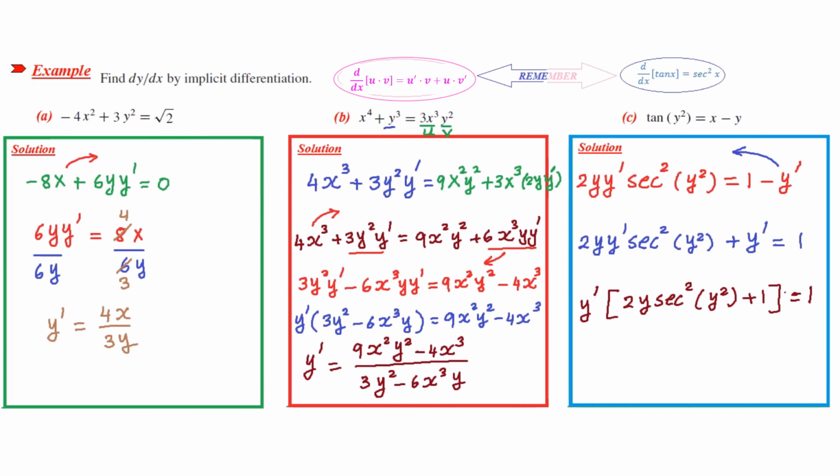After that, you have to divide both sides by the function beside y prime to get the final answer of this part. So y prime equals 1 over 2y secant square y square plus 1, and this is the final answer of part C. That's it. Thank you.